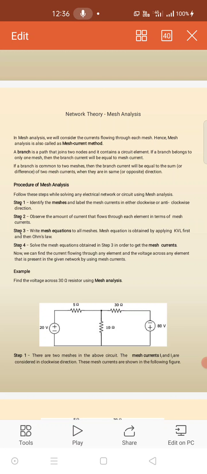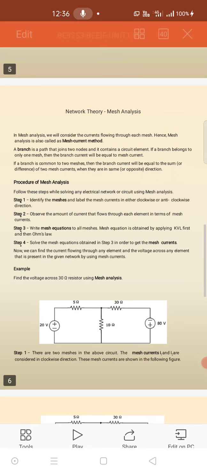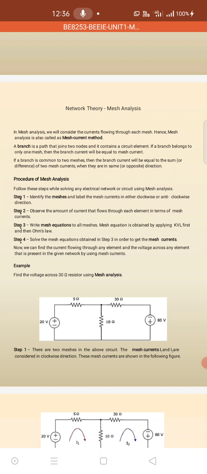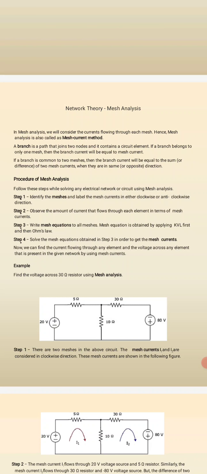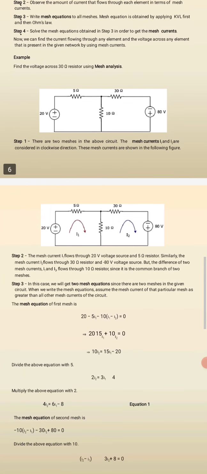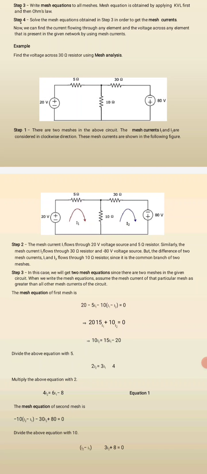Now we are going to consider a mesh analysis example. In this diagram, two meshes are given, one consisting of a 20 volt source and a 5 ohm resistor, the other consisting of an 80 volt source, a 30 ohm and a 10 ohm resistor. The 10 ohm resistance is a common network element for mesh 1 and mesh 2. So step 1, there are two meshes in the above circuit. The mesh currents I1 and I2 are considered in clockwise direction. These mesh currents are shown in the following figure.